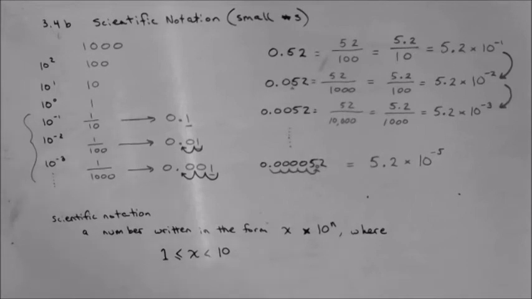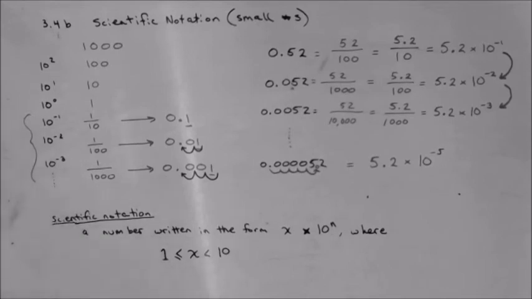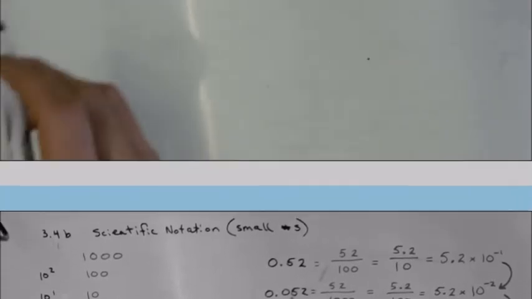This is just the scientific notation definition. It's the exact same one we wrote for large numbers, but this time we're using small numbers, which means the exponent is going to be negative, and all the same rules of exponents apply to this as well. Example one.